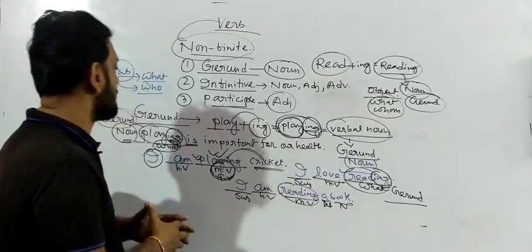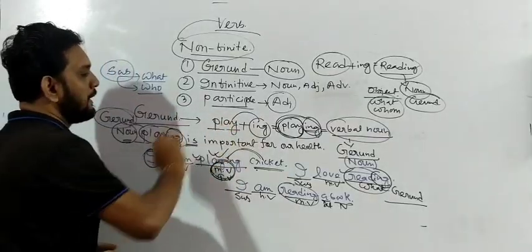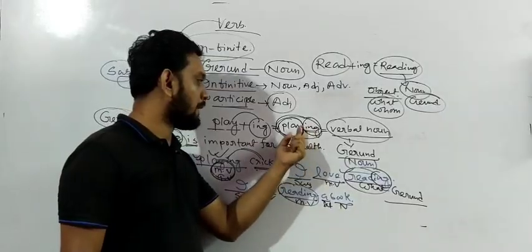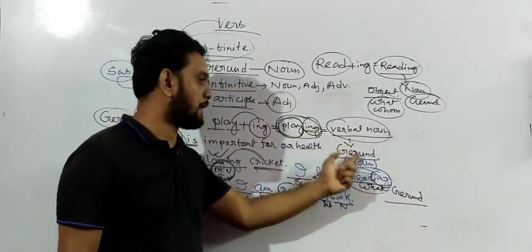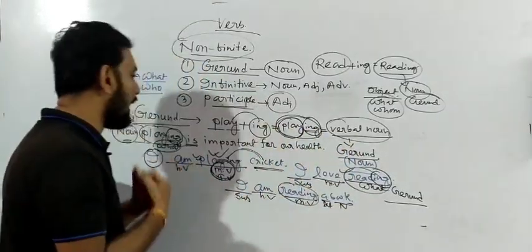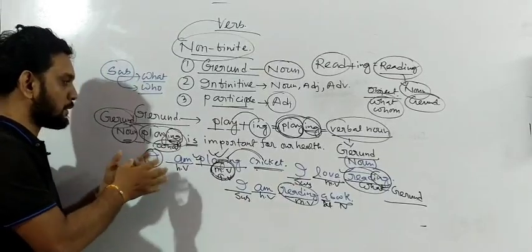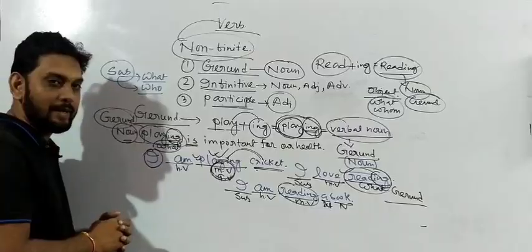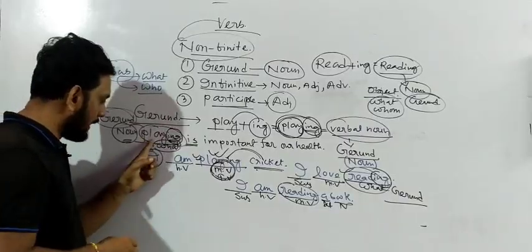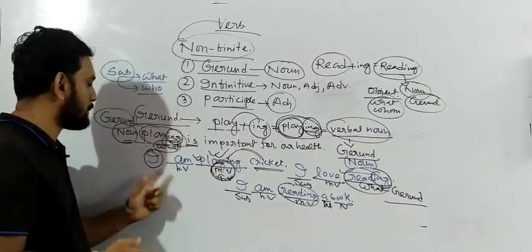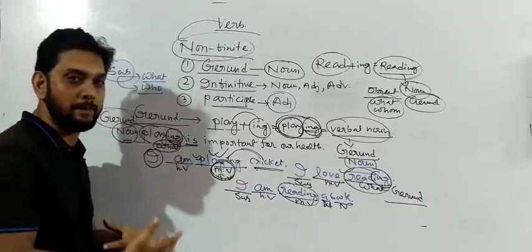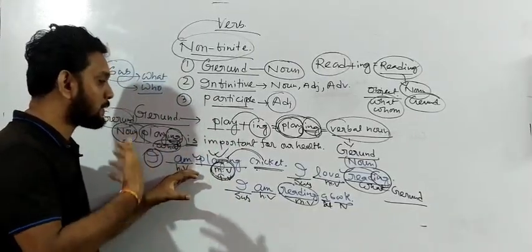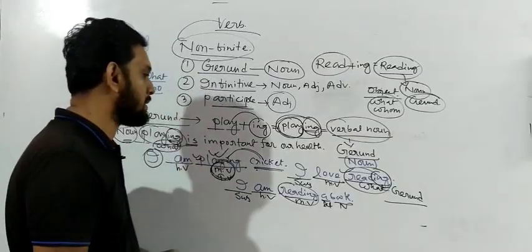Next I have discussed that a gerund is the ing form of a verb. This word play is a verb, and we have added ing, and it becomes a verbal noun. Verbal noun means gerund form. I have also kept two examples over here. Playing is important for our health: here playing acts as a noun, that means the gerund form. Similarly I have written another example: I am playing cricket. Here playing is the main verb. I have given both of these examples so that you should not get confused.